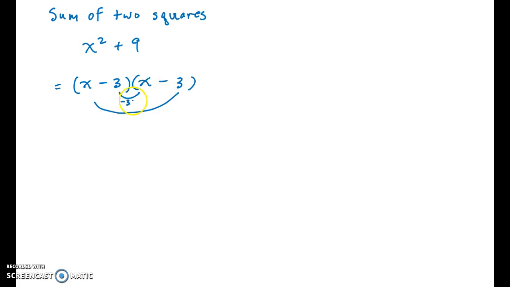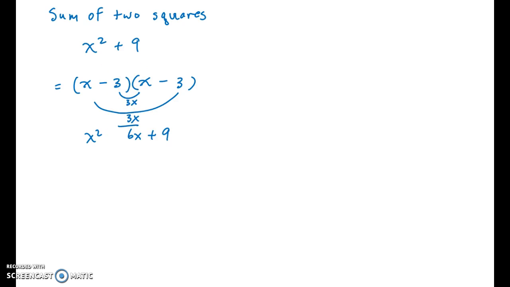They're going to get negative 3x and negative 3x, and that's going to give me negative 6x in the middle. So I would get x squared minus 6x plus 9. That won't work for a sum of two squares. So trial and error, let's try something else.